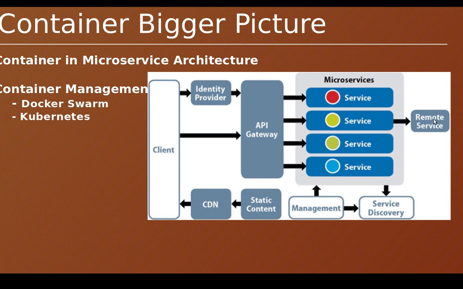So here you can see so many components are there. There is a client, an identity provider, an API gateway, and we have n number of services, remote services. So each of these elements, in a virtual machine environment, we have to create a virtual machine, a separate VM for each of them.